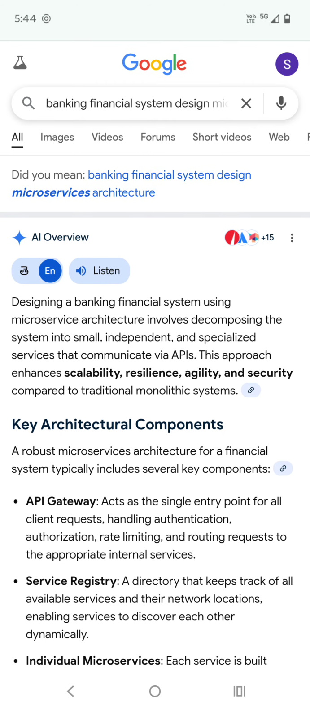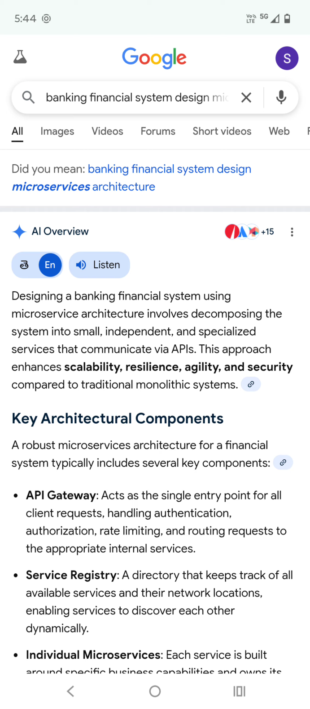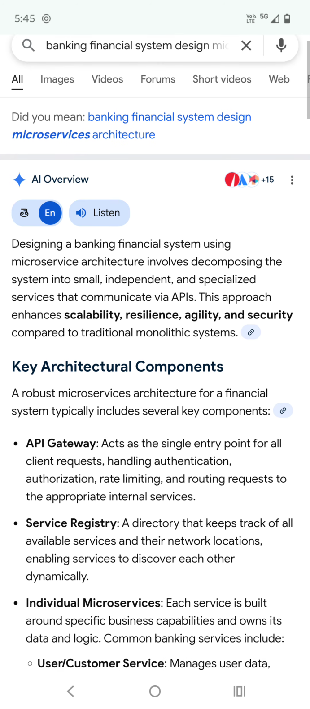So today we'll be discussing what is the need of going for microservice-based architecture when we have different kinds of architectural styles for building an application. Let me explain the main reason why most of the banks or financial institutes are moving towards the microservice-based architecture. Okay, so here you can see designing a banking financial system using microservice architecture.